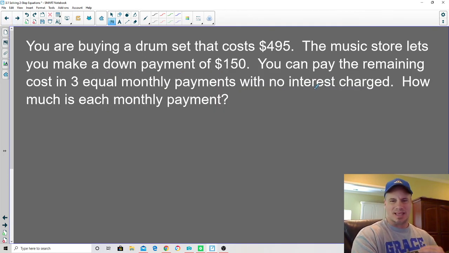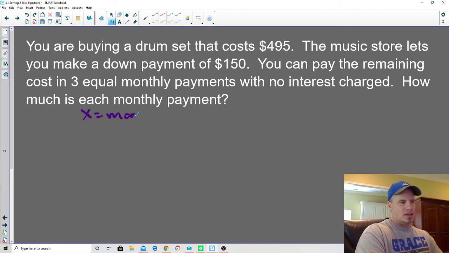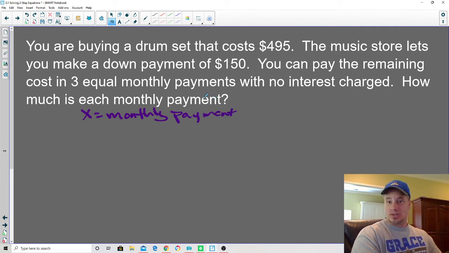The easiest way to do word problems, I think, is to read the question first so you kind of know what to look for in the problem. How much is each monthly payment? So the question is how much. We're looking for a money amount. So we're going to call that x. X equals monthly payment. So we're going to read the problem and see what we need to pick out of the problem to work this.